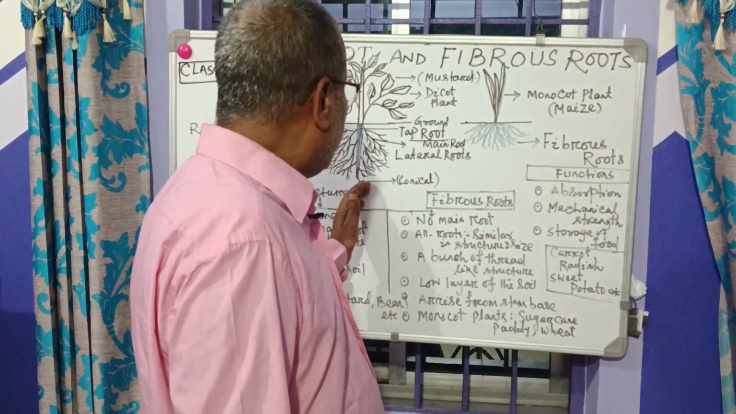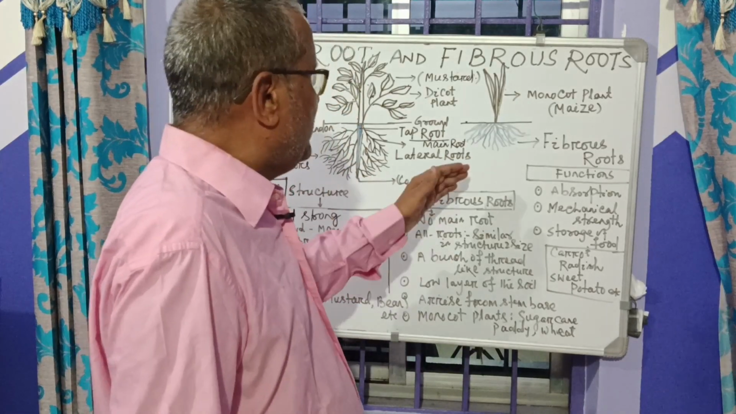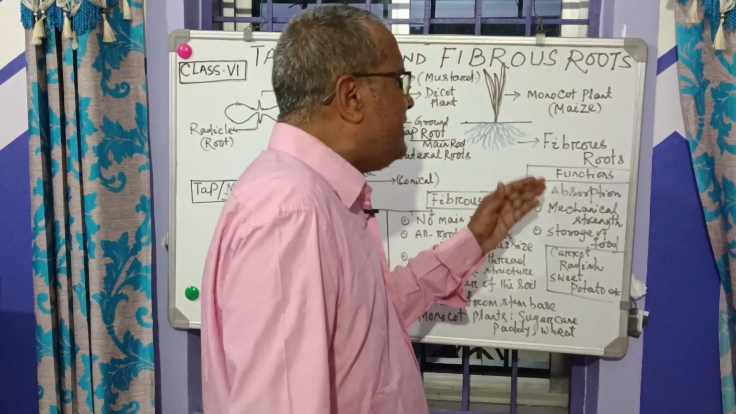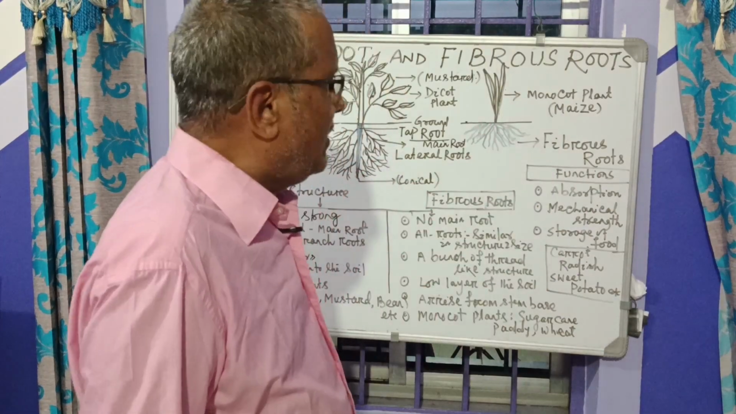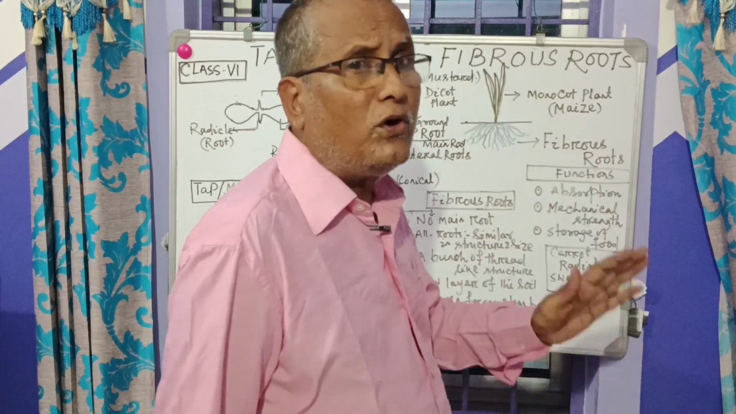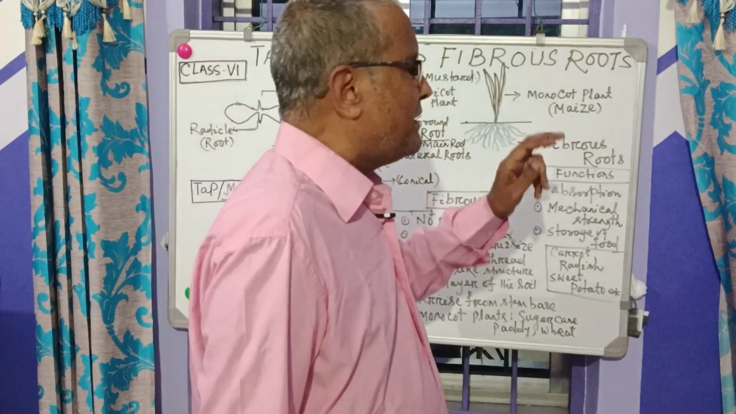So let's compare this root system, called the taproot system, with another root system. This is called fibrous. Why is it called fibrous roots? This type of root system is found in monocot plants. So we have taken an example here, the maize plant.